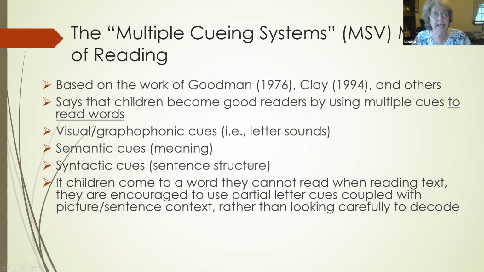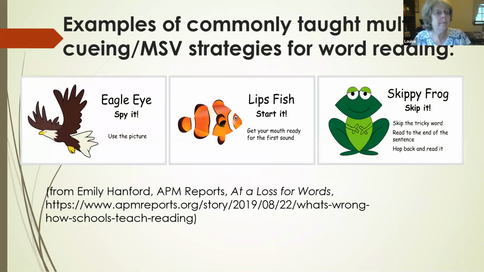So the three cueing systems are visual or graphophonic cues, like letter sounds, semantic cues, referring to meaning, and syntactic cues, referring to sentence structure. And in this approach, in the MSV approach, if children come to a word they can't read, they're encouraged to use the letter cues, but also in conjunction with pictures and sentence context, rather than looking first at the word to decode it. Emily Hanford, I don't know, probably a lot of you know Hanford's work. If you don't, I urge you to look up her report, A Loss for Words, and she has many other reports as well that are very helpful.